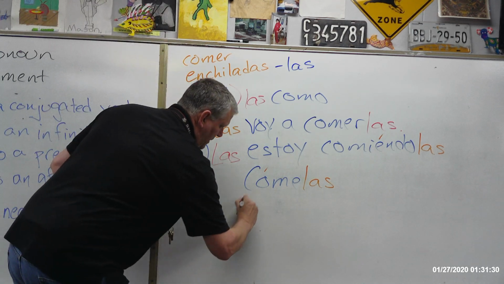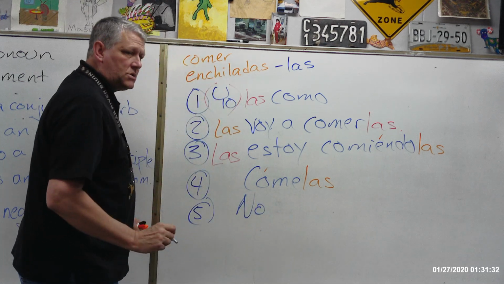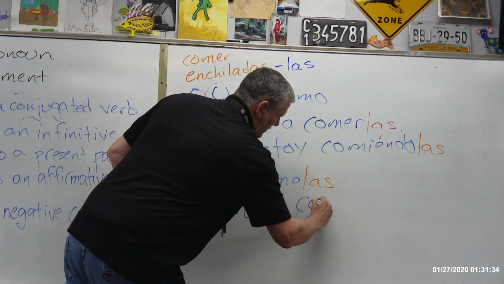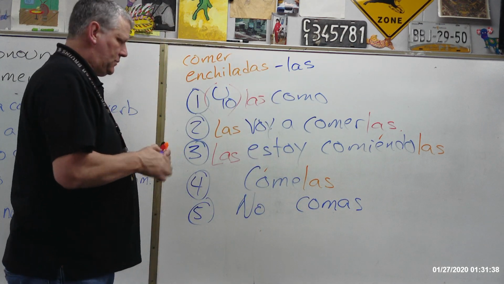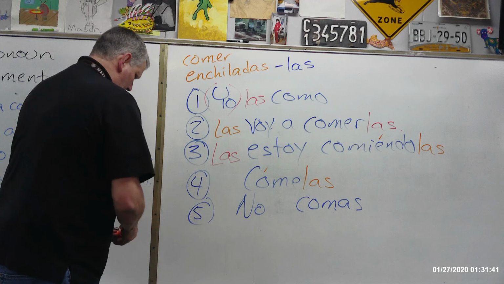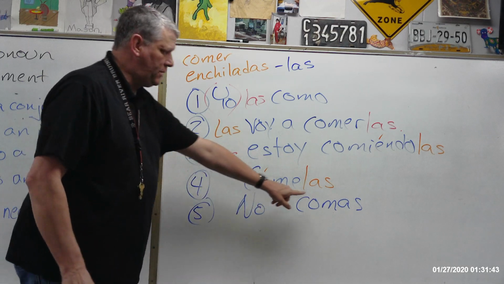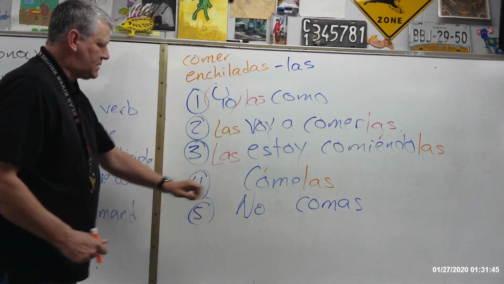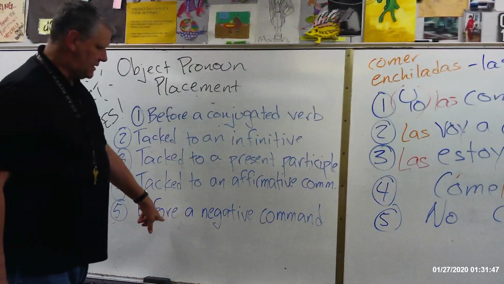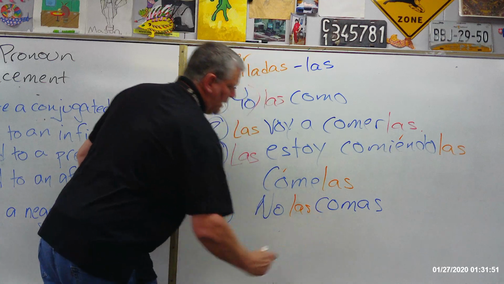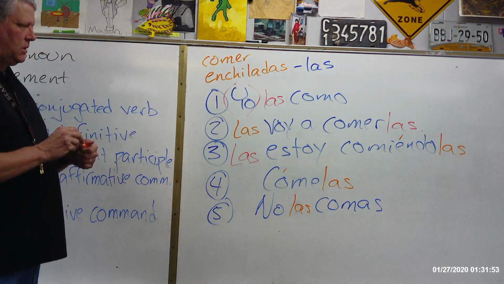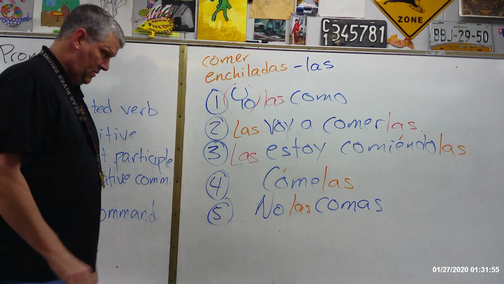before a negative command. Once again, I'm going to use the tú command. The negative tú command is no comas, don't eat, okay? Direct object pronoun is still las, and because of rule number 5, says before a negative command, we have to put the las up there. No las comas. Okay? Excuse me.